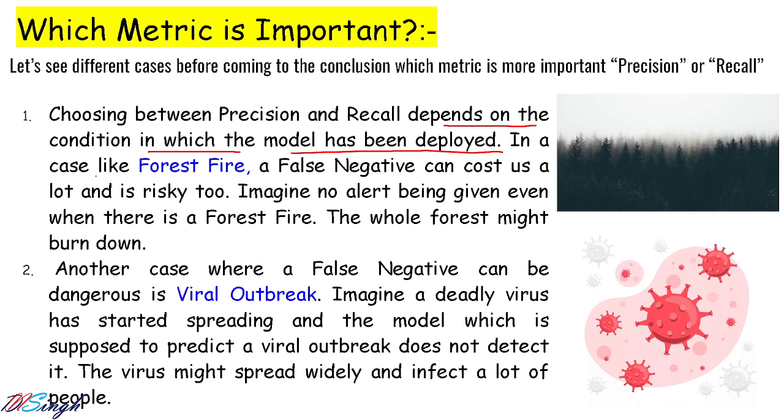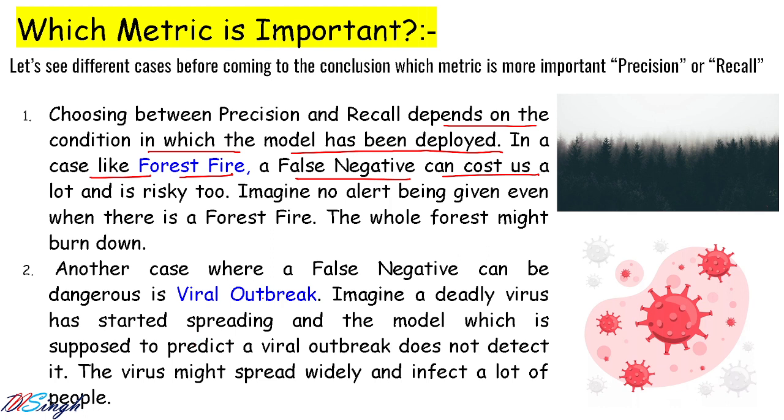Okay, in cases like forest fire, the false negative can cost us a lot, because if there is a fire and our system says there is no fire, this is a case of false negative, and the whole forest is going to be destroyed by the fire, or the fire may become such that you cannot control it anymore.